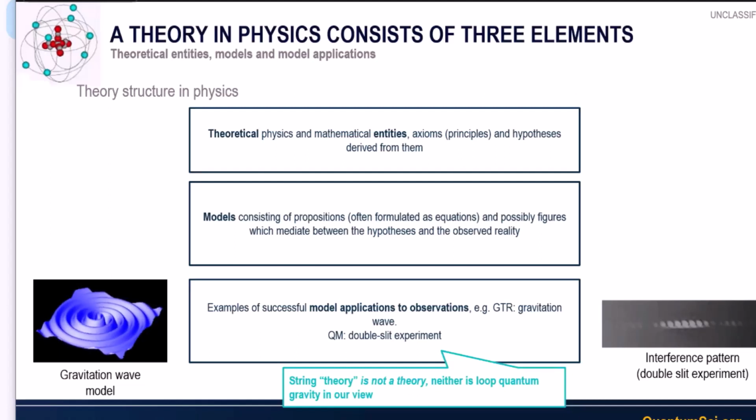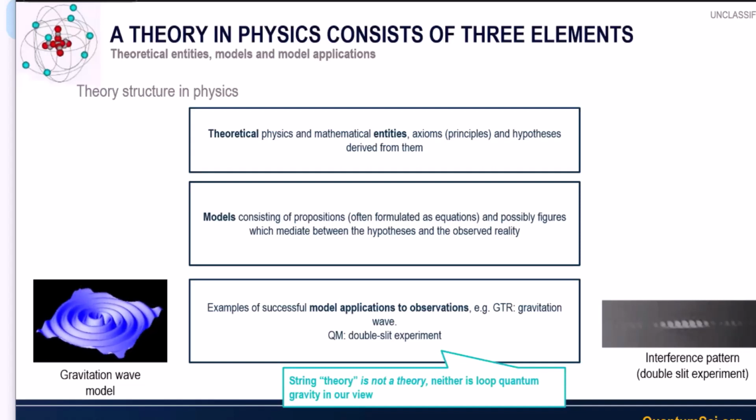And so you also need, as part of a theory in physics, a successful model application to observations. For example, in general theory of relativity, that was the measurement a few years ago in 2015 of the gravitational wave, which is modeled on the left, or in quantum mechanics, a double-slit experiment. So in our perspective, string theory is not a theory because it doesn't have observations that confirm the models.